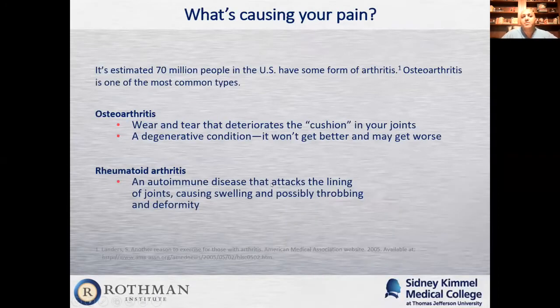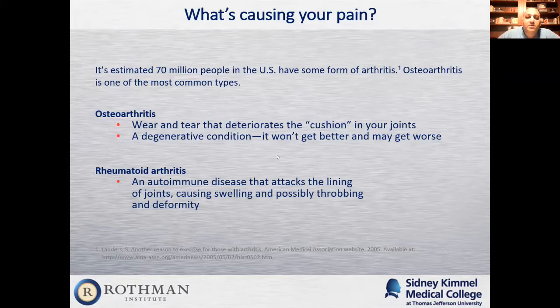And so one of the most common causes of arthritis, of pain, is osteoarthritis. And basically, people talk about arthritis all the time, but what is it? So arthritis is a condition where the cushion or the cartilage in your joint deteriorates. And that's a degenerative condition, won't get better, and usually will get worse over time.